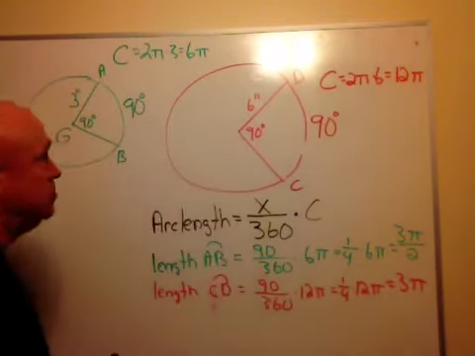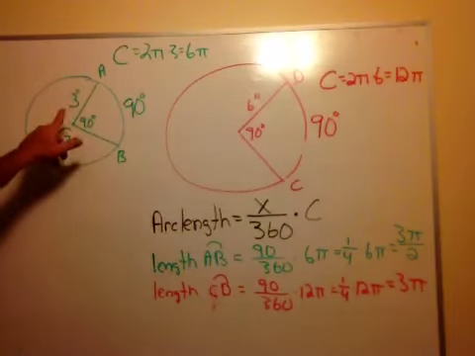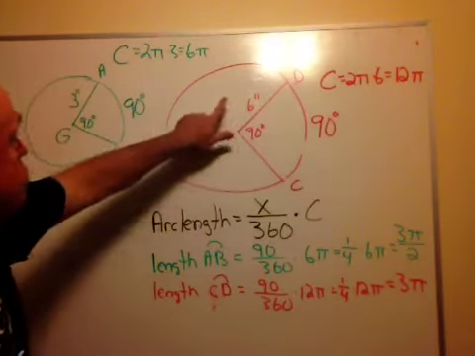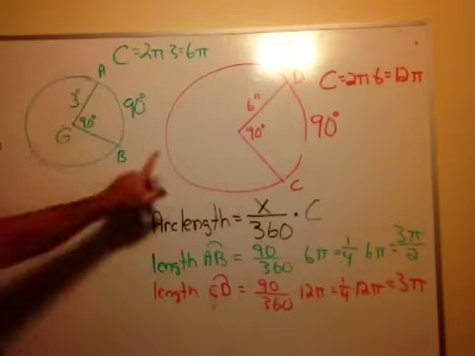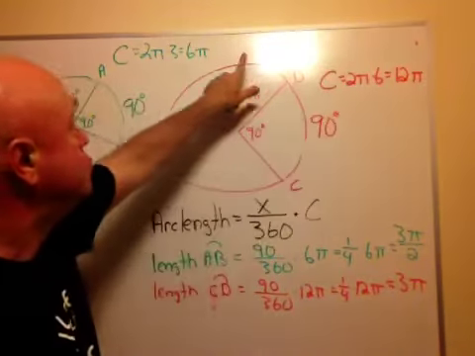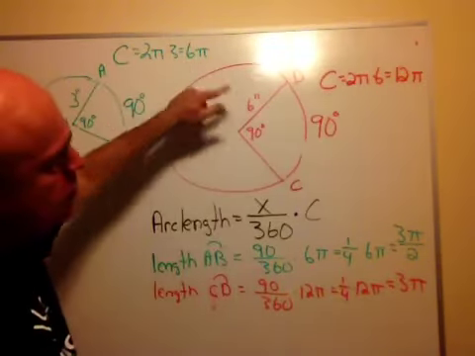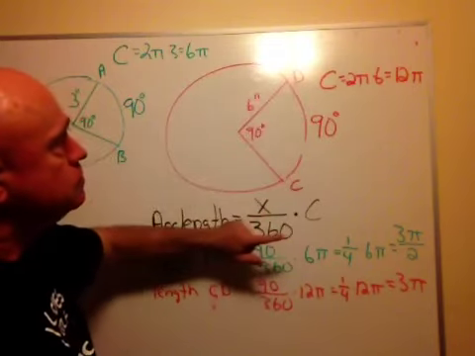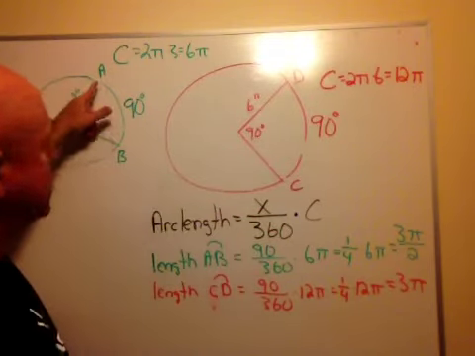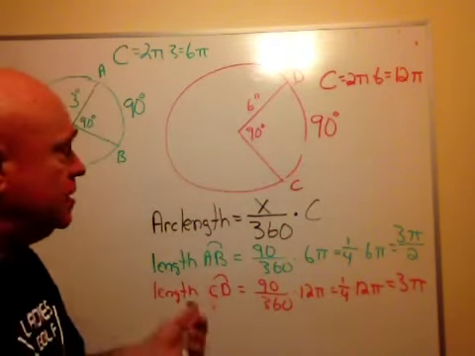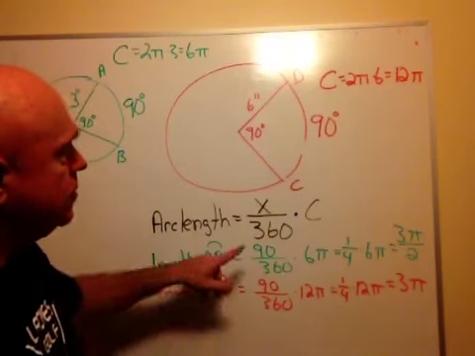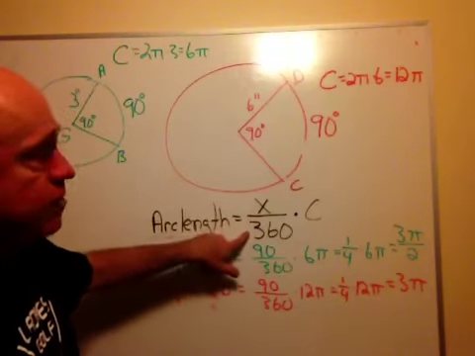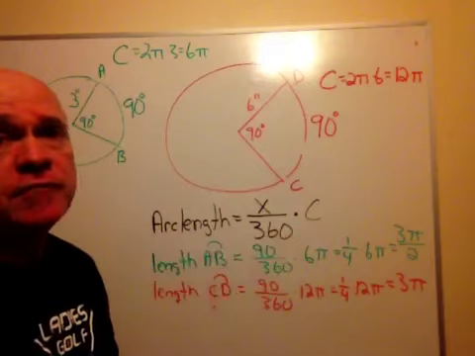It shouldn't be a big surprise that since the radius of this circle was twice the radius of that one, and therefore the circumference of this circle is twice the circumference of that one, that the length of a 90-degree arc in this circle should be twice the length of a 90-degree arc in this one. And that's all there is to figuring arc length. Take the degrees in the arc, divide by 360, and multiply by the circumference of the circle.